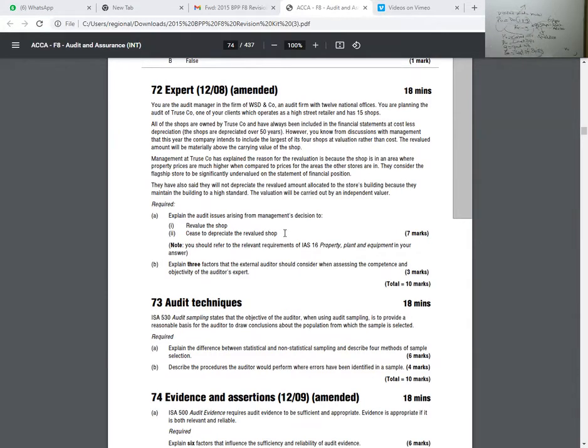So if you allow me, ladies and gentlemen, I'll go to the answer and read it very fast, not forgetting part B, where they want us to explain 3 factors that the external auditor should consider when assessing the competence. Competence, of course, I have to look at his previous works, his qualifications, his professional membership.